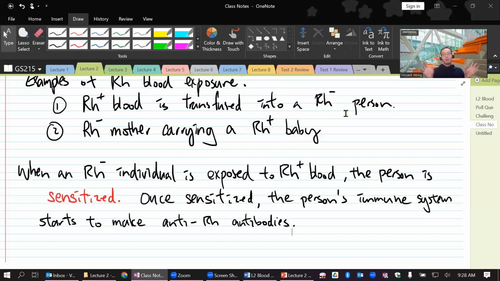So all the negative people will only get one free chance of getting the positive blood transfusion. Once sensitized, you will not be able to receive positive blood again because you will have the antibody in your system now, and those antibodies will attack all the positive cells that are coming in, resulting in hemolysis. Does that make sense, guys? This concept of being sensitized and receiving positive blood and so on.